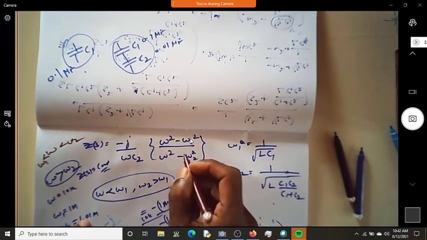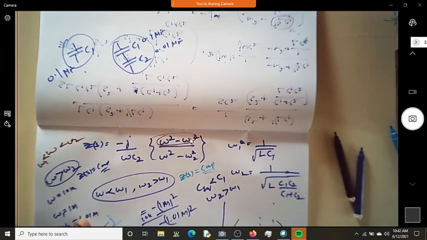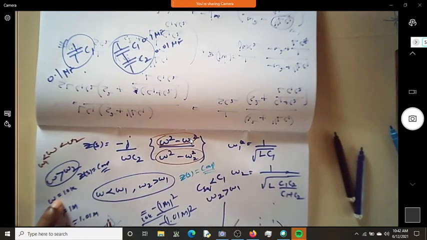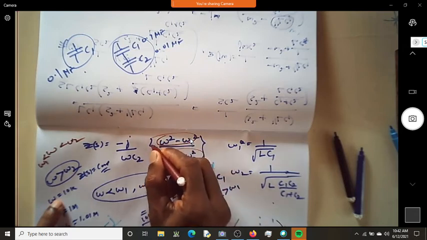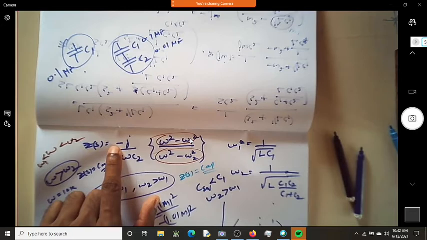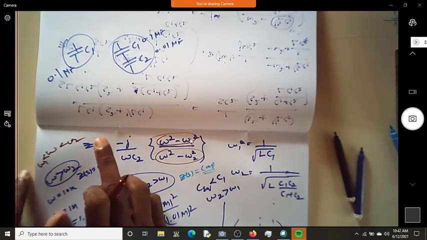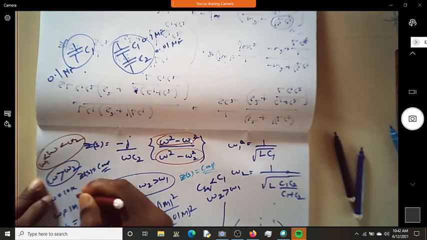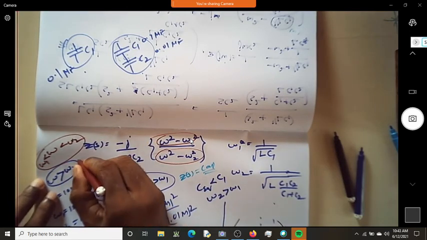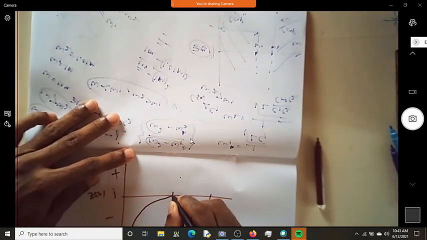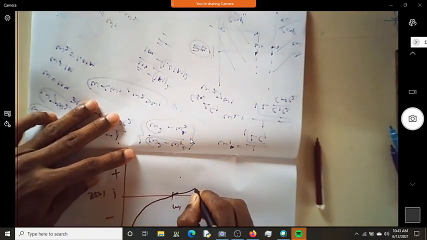This is more than omega 1, but it is less than omega 2. If it is more than omega 1, is this positive? Yes, sir. If it is less than omega 2, is it negative? Yes, sir. So is the overall ratio negative? Yes, sir. That negative into this minus, will it become positive? Yes, sir. So does your impedance become inductive for this region of frequency? Yes, sir. So this is now inductive here. Meaning, between these two frequencies, the impedance will become inductive.